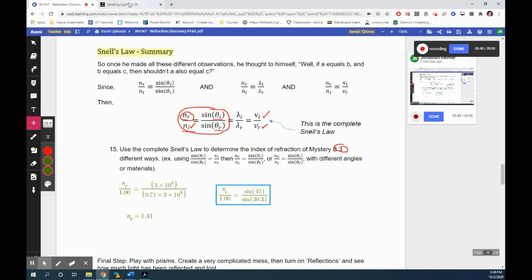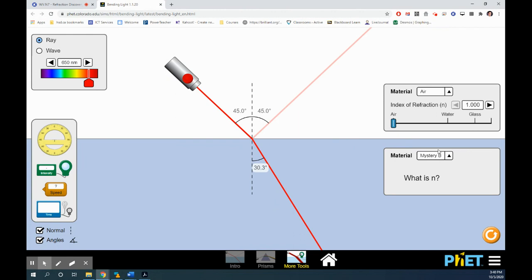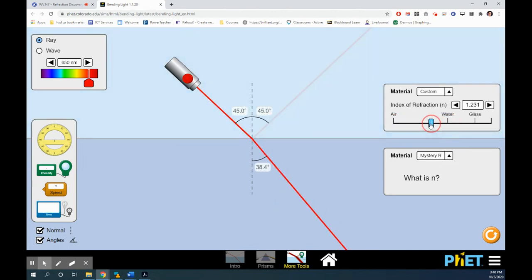Do it one more way, and the way I want you to do it this last time is change the index of refraction on the top to something else. Doing that is going to be quite interesting. So try that way, and then you'll be done.